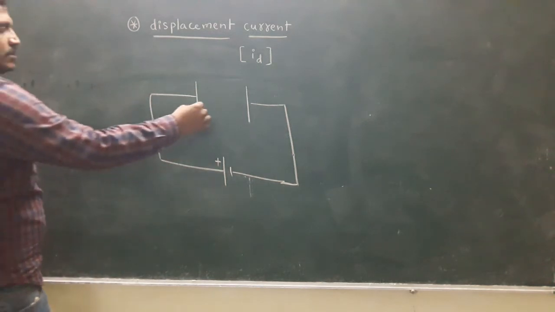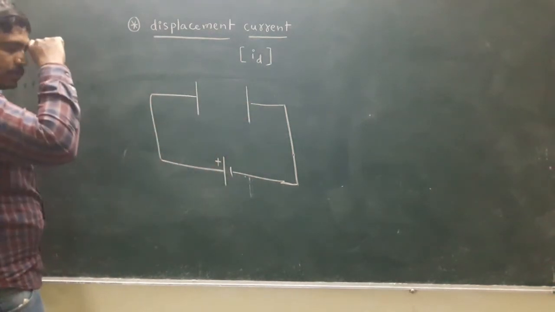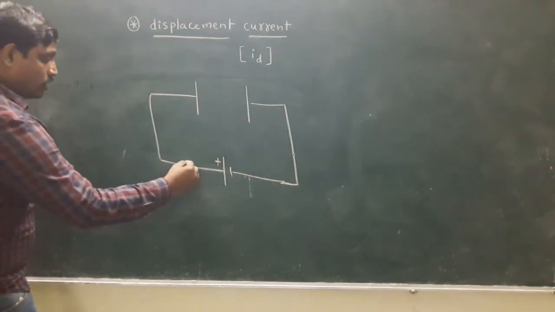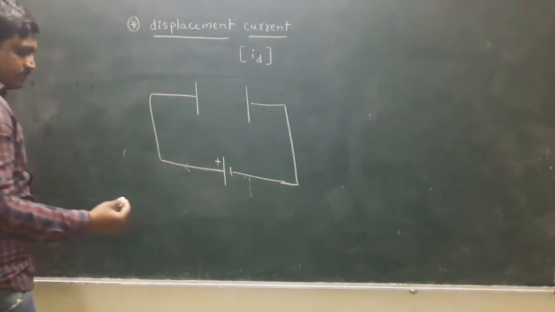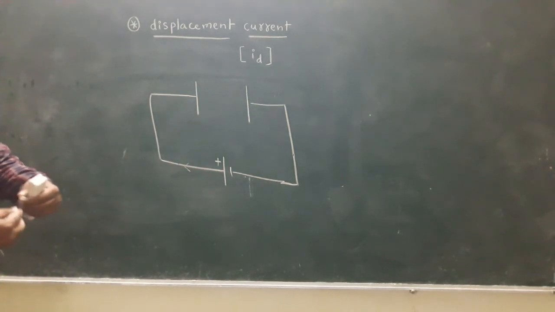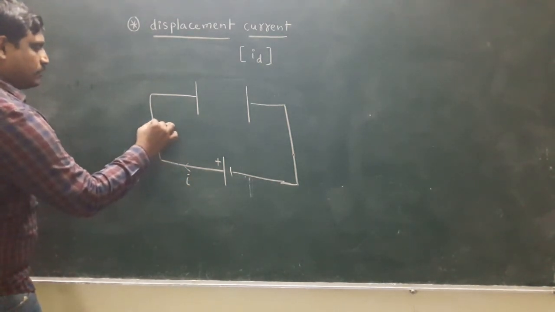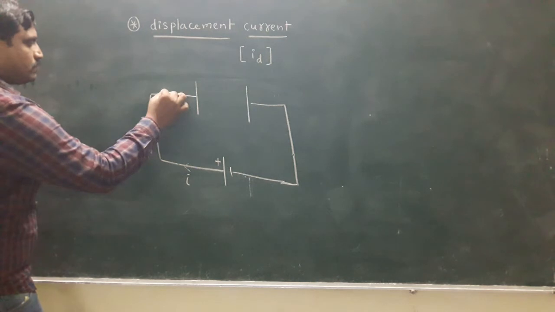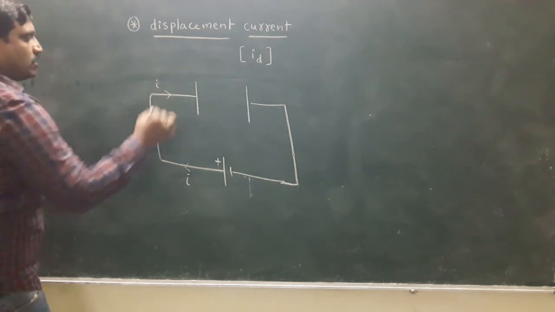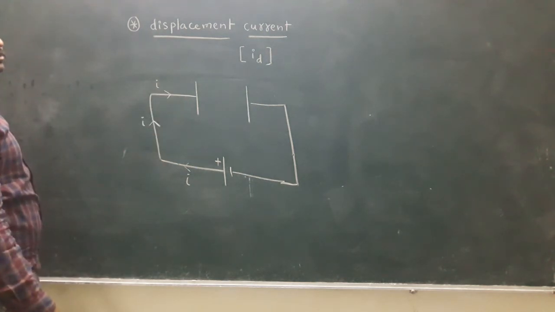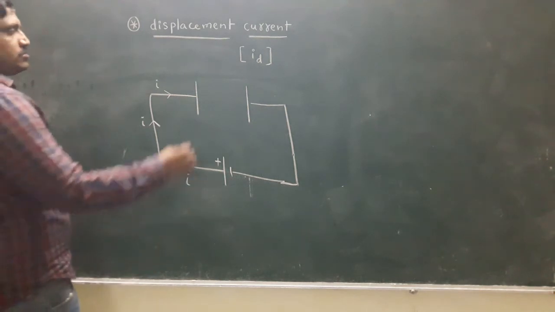This is the capacitor connected to the battery. What is the use of the battery? To supply the current, because the flow of current is nothing but the flow of charge.